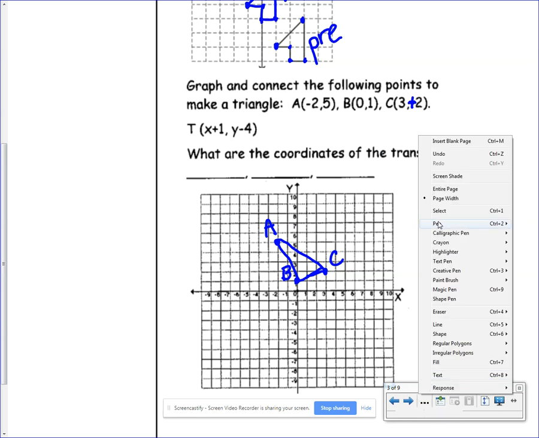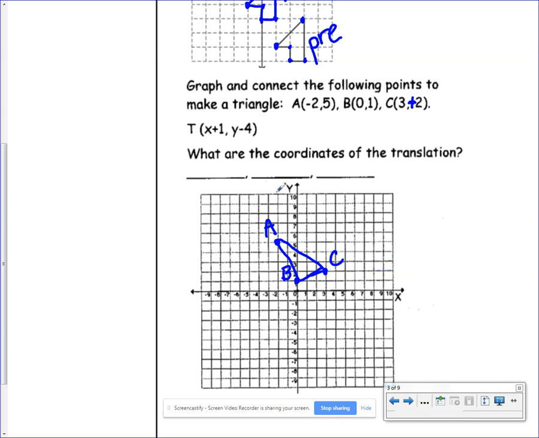Now we are going to transform this with a translation. Every x coordinate is going to be added 1. That means you're going to move to the right 1 unit. My y coordinate, I'm going to subtract 4, which means you're going to go down 4 with every point. Okay, so go to the right 1, down 4. Here's A. Go to the right 1, 1, 2, 3, 4. Ooh, it's right there.